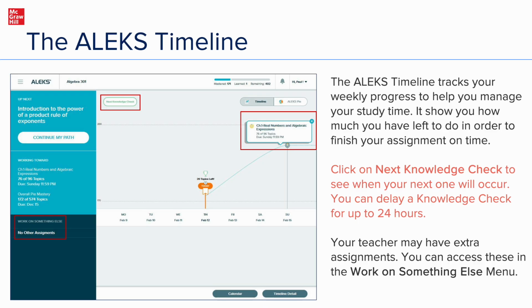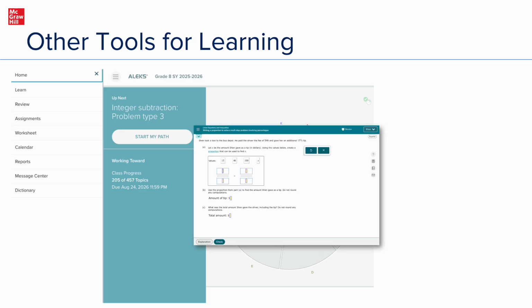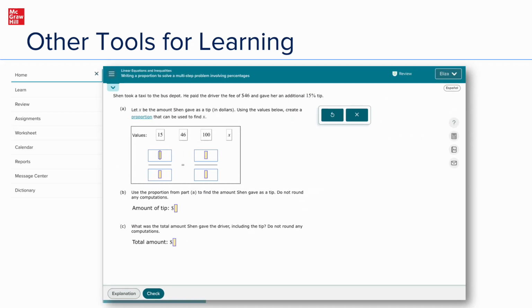Your teacher may also have extra assignments for you, so you can always see them in the Work on Something Else menu on the lower left part of your screen. There are also other tools for learning in ALEKS. The first one is the Review tab. The Review tab is where you can go back to the lessons you have learned, or if you want unlimited drills or questions you can solve, you can always go to your Review tab. This will not affect your ALEKS Pie.